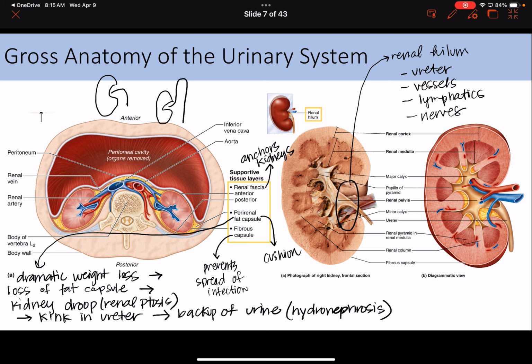Professor, so renal ptosis is a kink in the ureter, and hydronephrosis is a backup of the urine? And hydronephrosis could be swelling of the kidneys due to the backing up of urine, or it could be due to an infection. Hydronephrosis, more generally, is just the swelling of the kidneys.